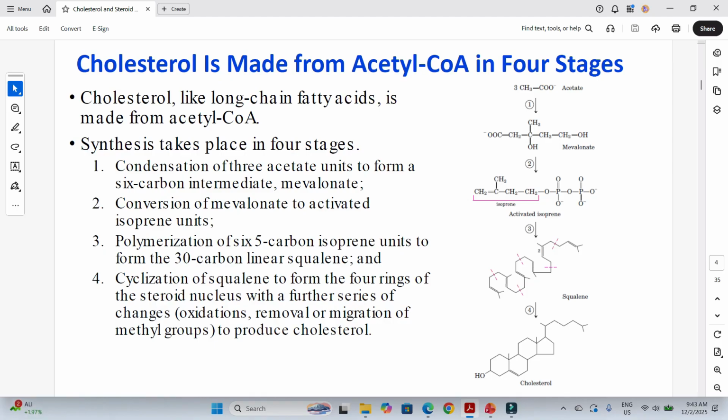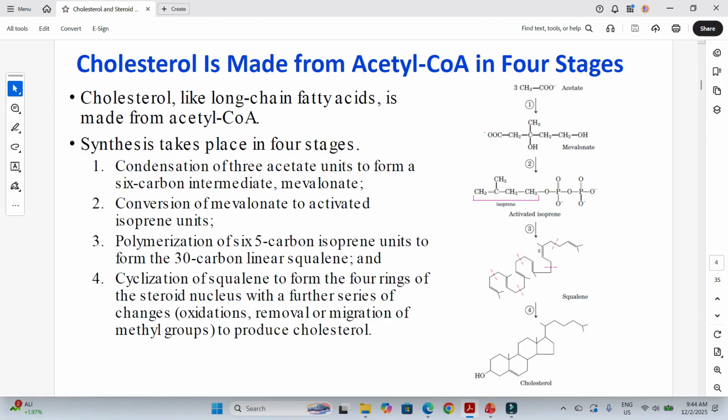The first is a condensation of 3 acetate units to form a 6-carbon intermediate called mevalonate. All right, so here it is. I hope that you can see my cursor here. So acetate, as you can see here, 3 molecules of acetate are condensed to form the molecule mevalonate. That's the first stage. The second stage entails the conversion of mevalonate to activated isoprene units. So this is an example of an activated isoprene unit. You have here a pyrophosphate that is linked to the isoprene unit.